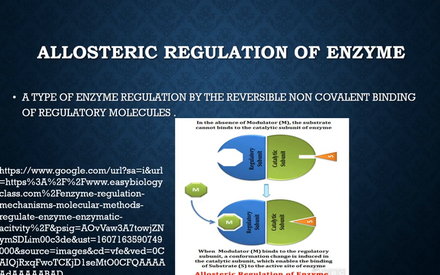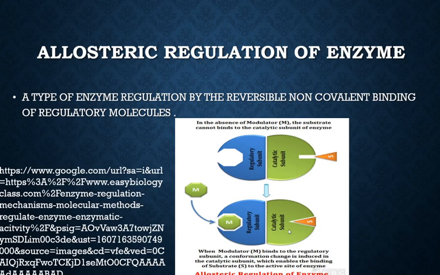Allosteric regulation has some important characters. If this modulator is the same as the substrate, then it will be called a homotropic allosteric enzyme. And if this modulator or allosteric regulator is different from the substrate, then it will be called a heterotropic allosteric enzyme.